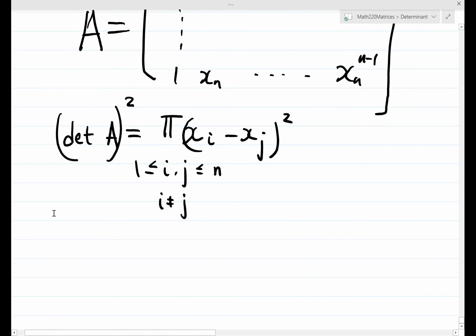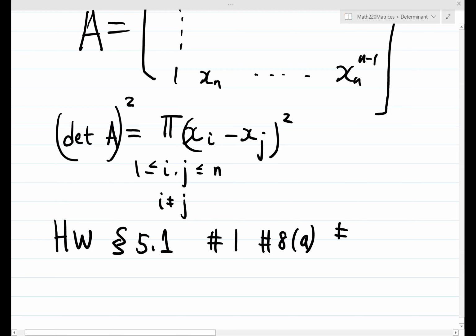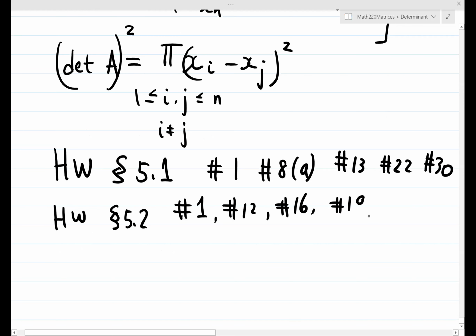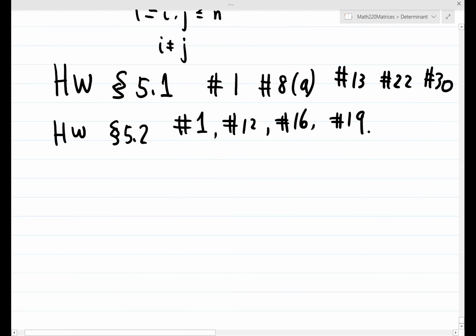Okay, homework for this section. Section 5.1, we do number 1, number 8 part A, number 13, number 22, and number 30. Homework for section 5.2: let's do number 1, number 12, number 16, number 19. Okay. Now we start Cramer's rule, next section.